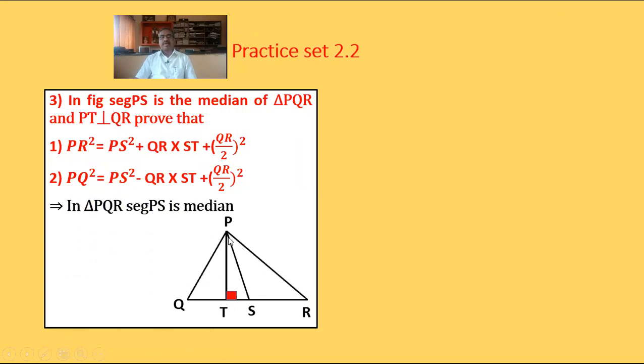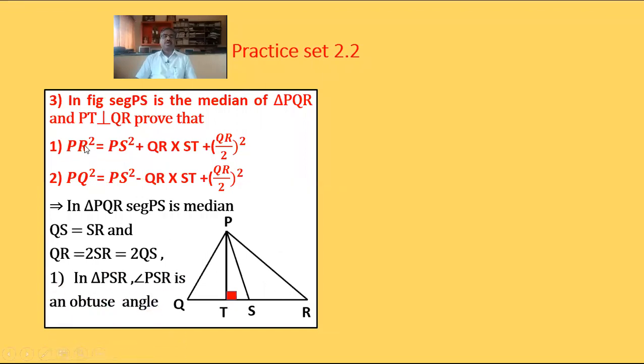Solution of this problem: in triangle PQR, PS is a median, therefore point S is the midpoint of QR. Therefore, QS is equal to SR, and QR is 2 times QS and 2 times SR, or QS is half of QR and SR is half of QR. Hence, therefore, 2 times QS is equal to QR and 2 times SR is equal to QR.